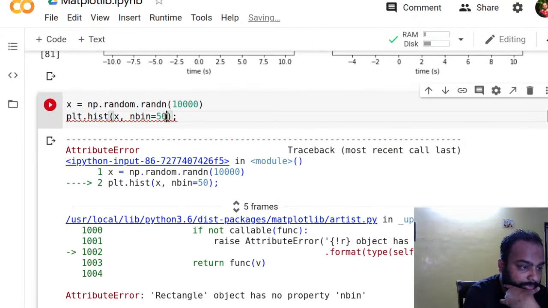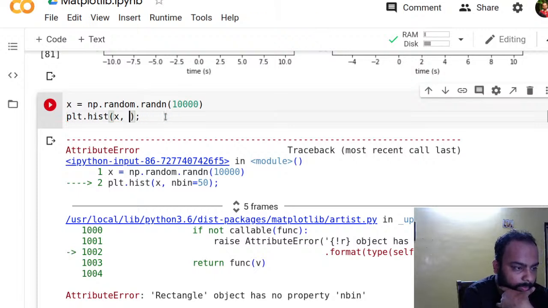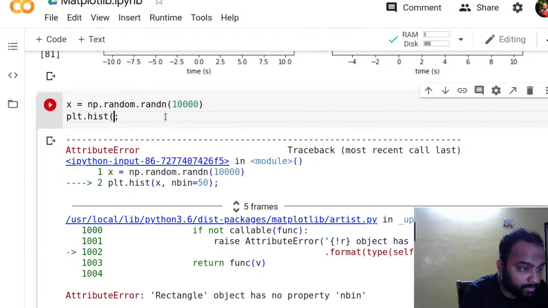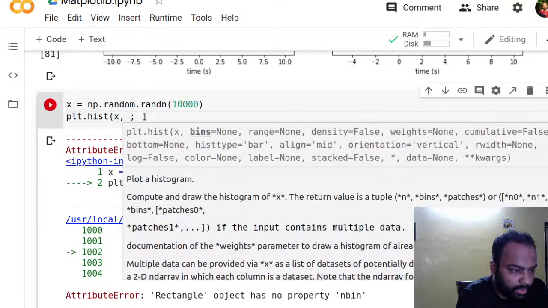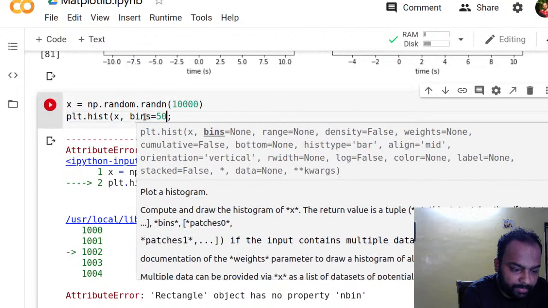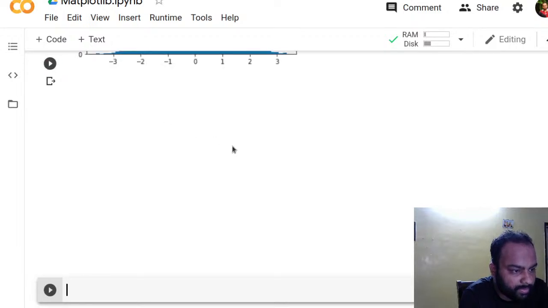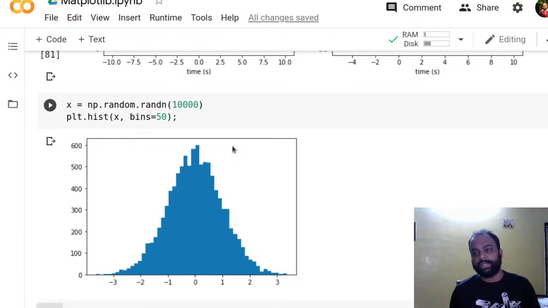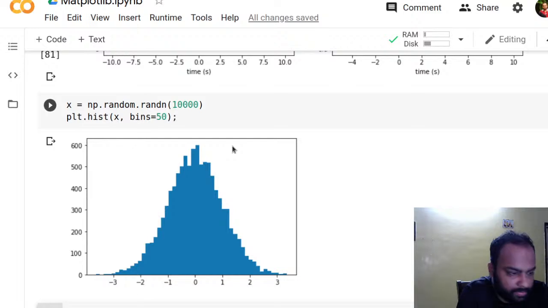Oh, not n bins, just bins. So bins would be, say, 50. See, now this is kind of looking like a normal distribution, right? So hopefully it's a proper normal distribution. Nice. So that's your histogram plot, another kind of plot you have just seen.